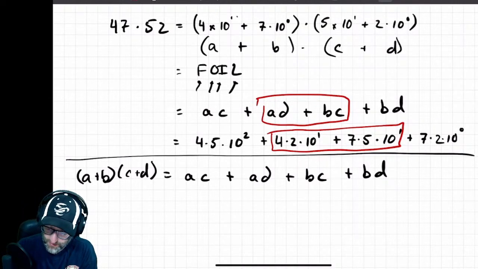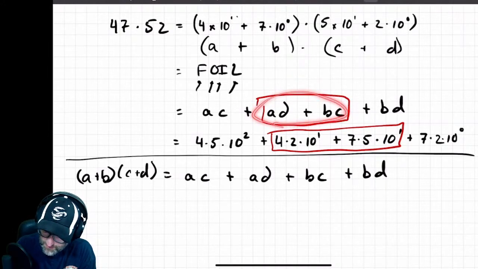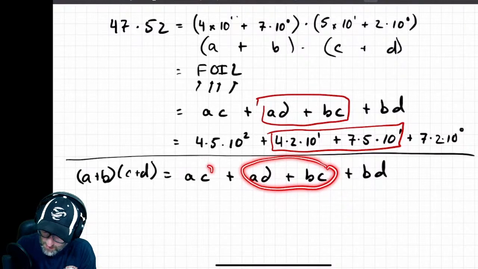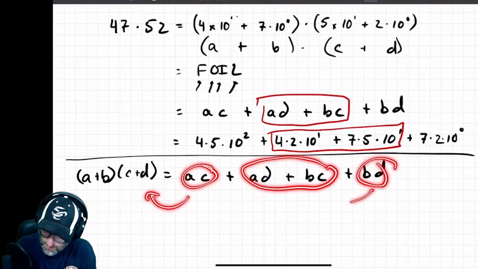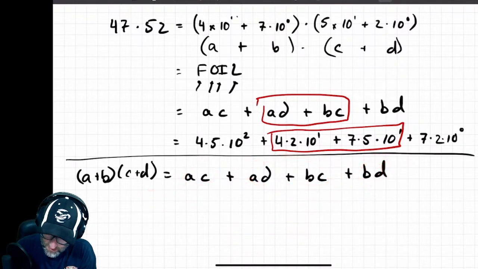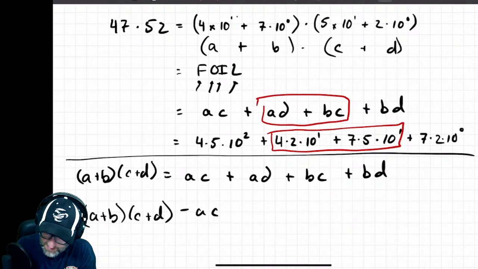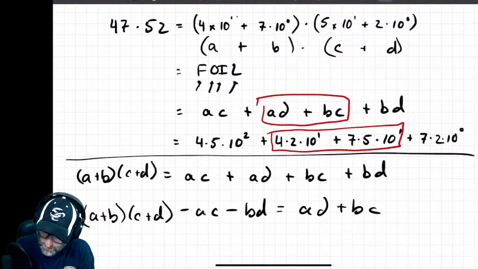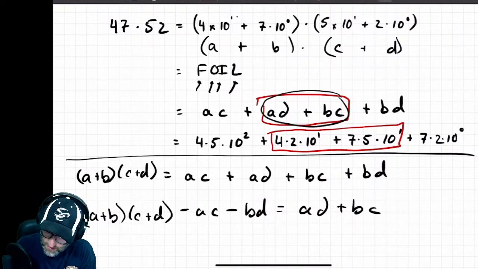The way that I'm going to do that is by simply collecting terms. I'm going to take this term and move it over here, and I'm going to take this term and move it over here. So what do I have then? (A + B)(C + D), subtraction of AC, subtraction of BD gives me AD plus BC. That value there can be replaced with this thing over here.